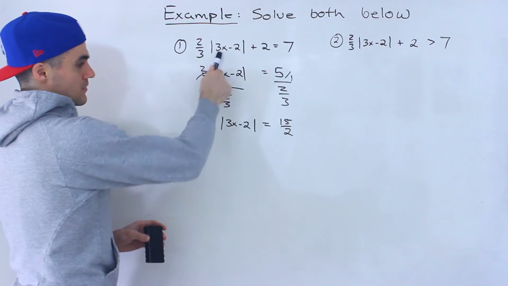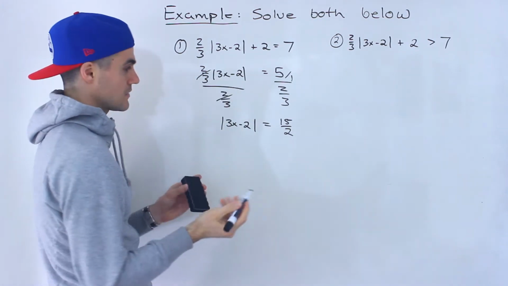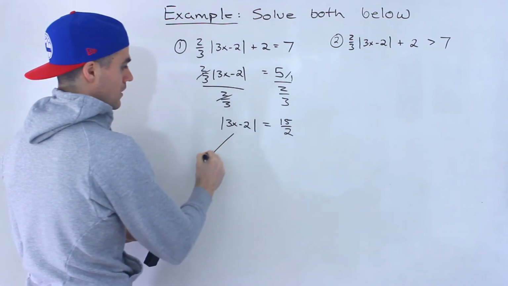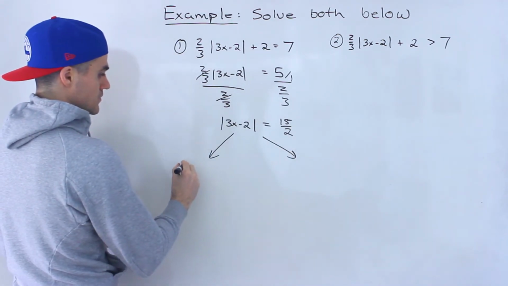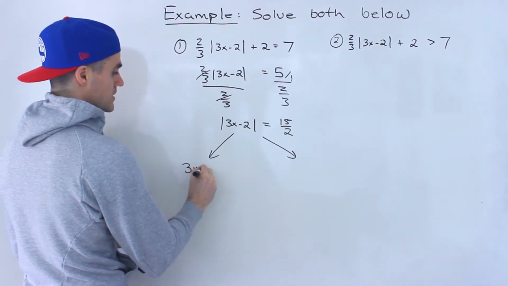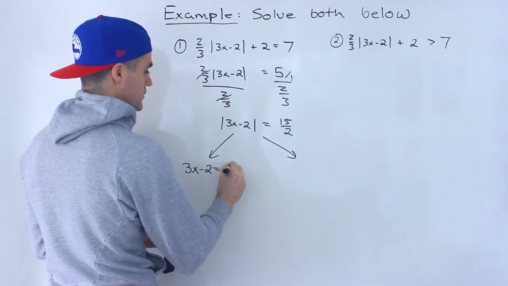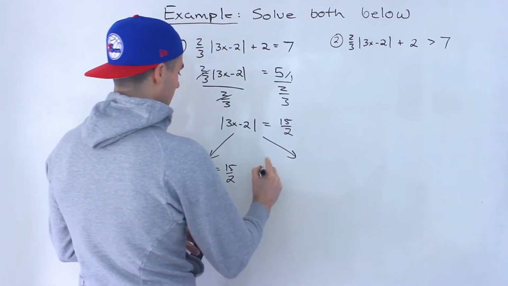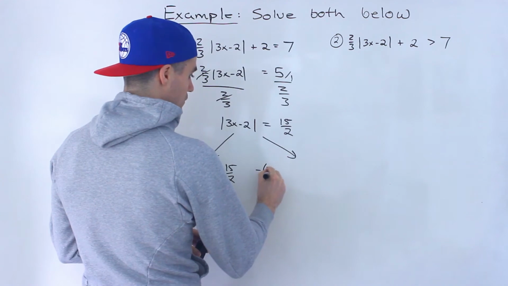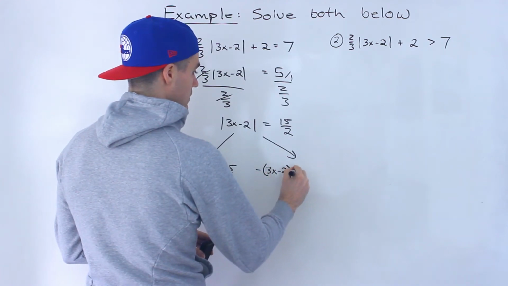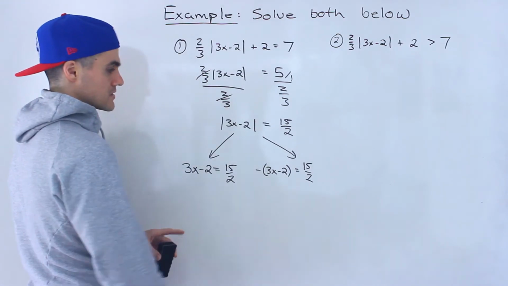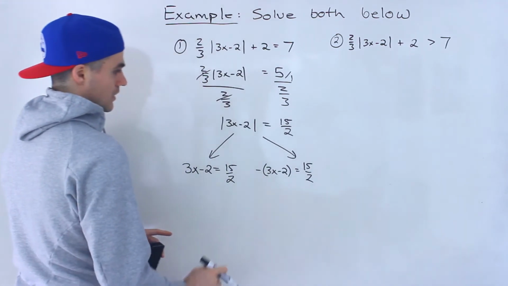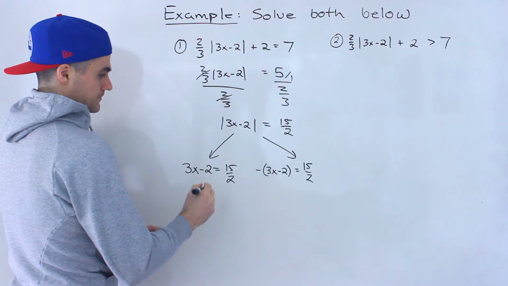So this and this are the exact same thing. And then once we get to here, because of this absolute value, we have to split it up into 2 cases. So we would have, when does positive 3x minus 2 equal 15 over 2? And then when does negative 3x minus 2 equal 15 over 2? If you want, this negative could be on this side as well. I usually just keep it on this expression.